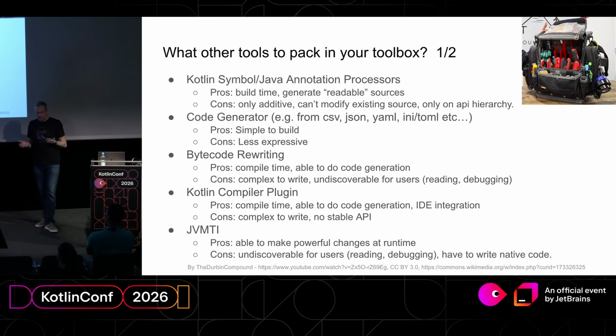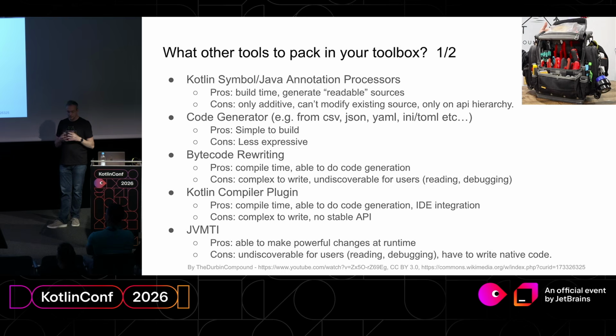First, I think Kotlin Symbol Processing or Java annotation processors are a great sweet spot for many tools. It's build time, and you generate readable sources. Of course, the downside is you can only add, you cannot modify existing sources, and these processors only act on the API hierarchy. Next, code generators. You have some definition, hopefully simple, in a text file, a YAML file. You process that and generate some source code. The downside is that it's hopefully not a Turing-complete language, so there's only so much you can express.